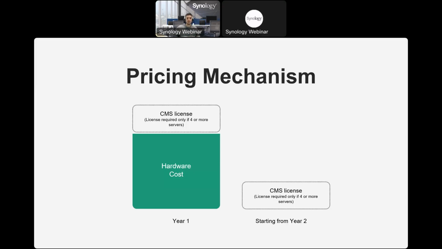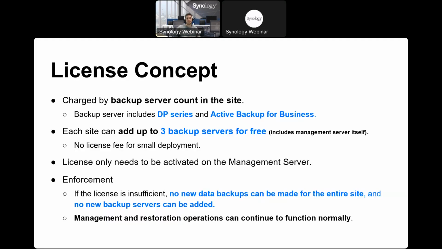And once again, there's no license fee for the first 3 servers. The licensing model is based on the number of backup servers at each site, covering the DP series and ABB, Active Backup for Business. Each site can have up to 3 backup servers for free, again, including the management server, meaning small deployments do not require a license fee. So if you have 3 servers or fewer, then there will be no license fee.